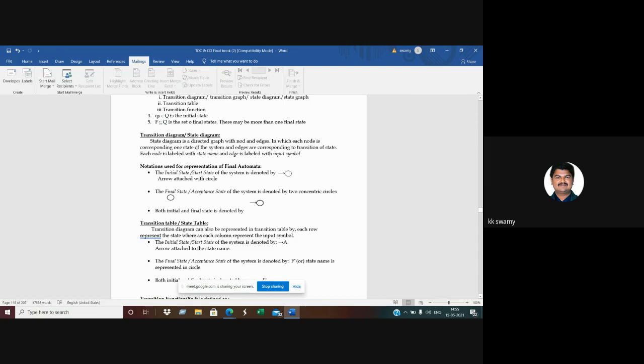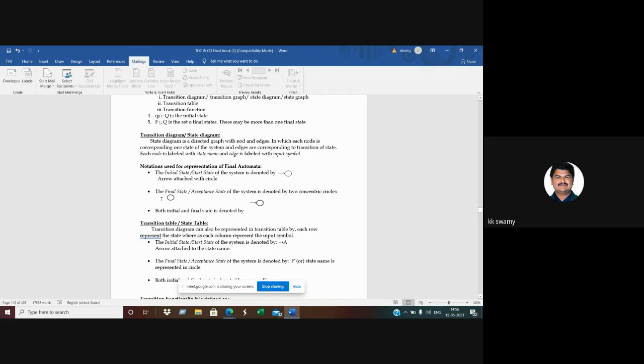A state diagram is a directed graph with nodes and edges in which each node corresponds to one state of the system and edges correspond to the transitions of the state. Each node is labeled by the state name and each edge is labeled by the input symbols. That's why all the states are represented in the form of small circles. And in those states we also have different kinds of states.